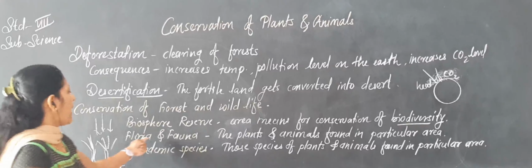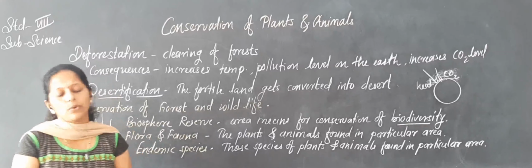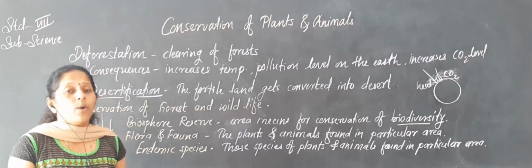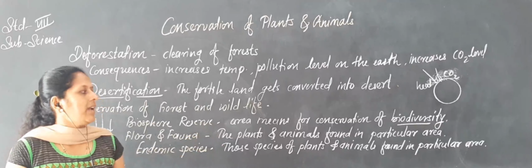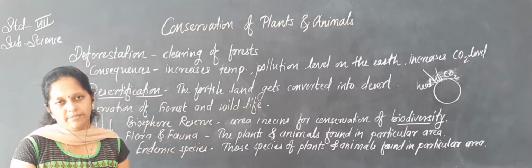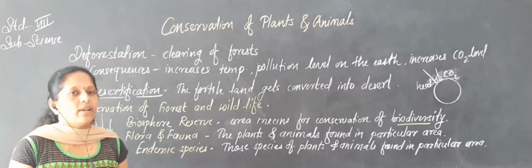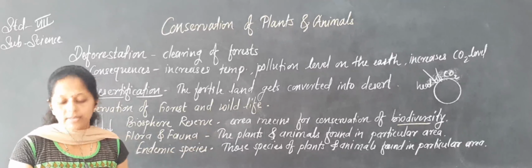Next one, flora and fauna. What are flora and fauna? Flora and fauna is nothing but the plants and animals found in a particular area. Flora means the plants, and fauna means the animals found in that particular area.